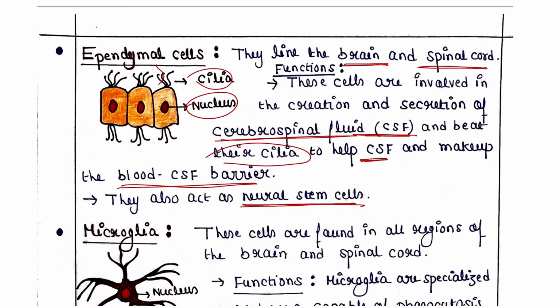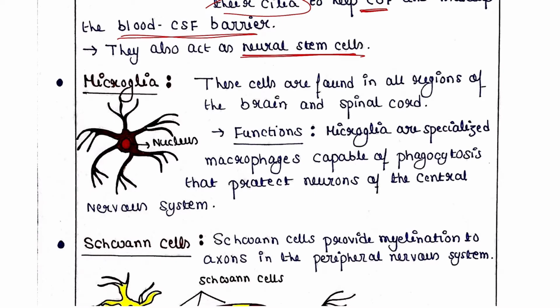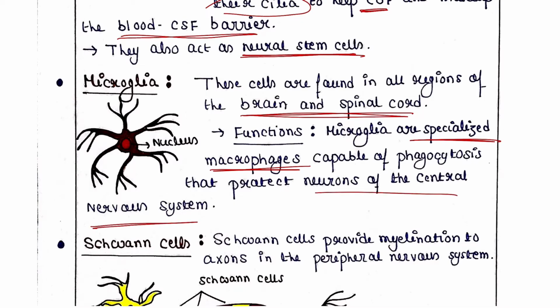The next type of glial cells is microglia. These cells are found in all regions of the brain and spinal cord. Microglia are specialized macrophages, capable of phagocytosis, that protect neurons of the central nervous system. They function in the immune system; they are the immune cells of our brain and spinal cord. Here we can see they have a large nucleus and different processes. This is microglia.